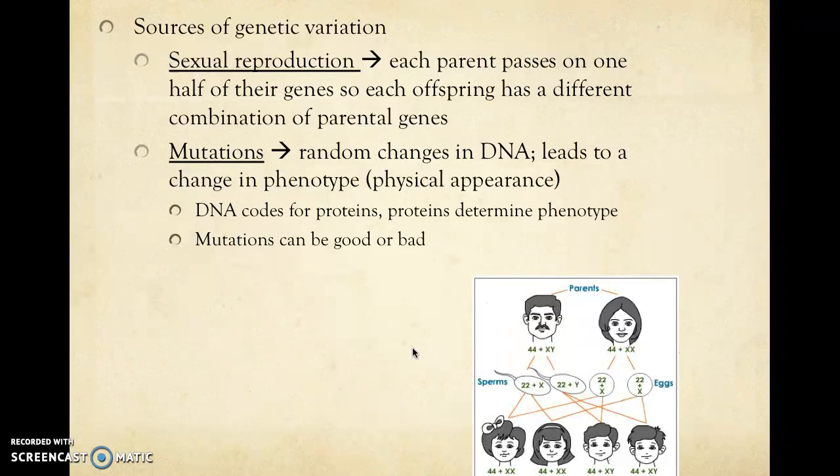Now there's this idea in biology, which we call the central dogma, which basically says that DNA codes for proteins, and the proteins determine phenotype. So basically your DNA determines what you look like.